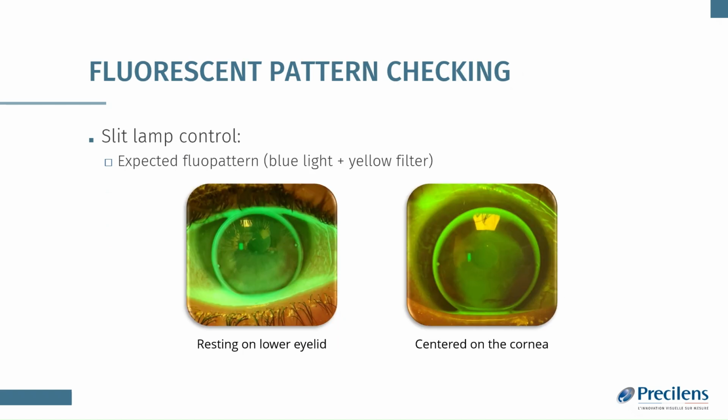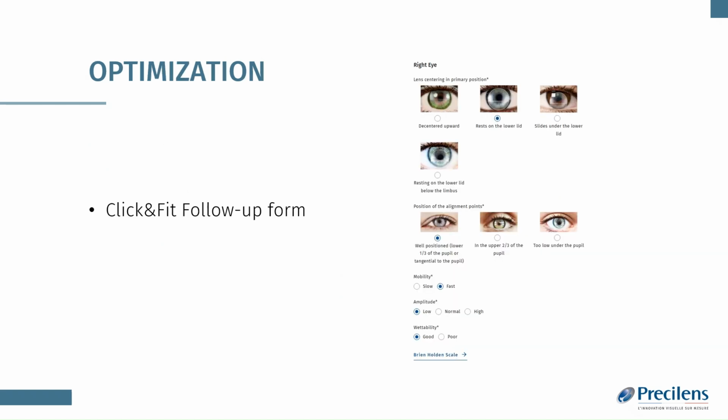The control of the fluorescent image with the slit lamp is achieved using cobalt blue light and a yellow filter. The optimal image shows a slightly tight center, a dark intermediate area, and wide edge lifts. The Click and Fit fitting software offers a follow-up tool allowing you to fill in all the information collected during the checkup in order to suggest any changes to be made if the first intention lenses are not completely satisfying.